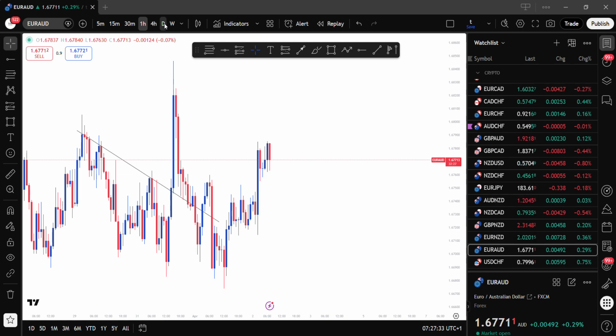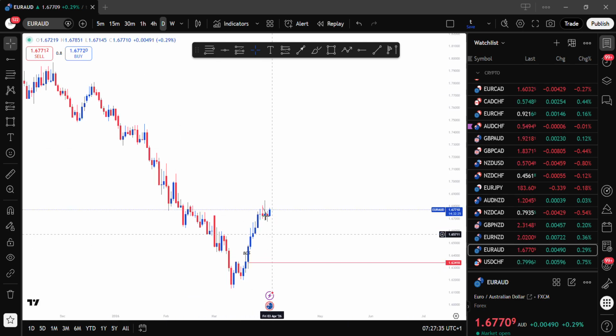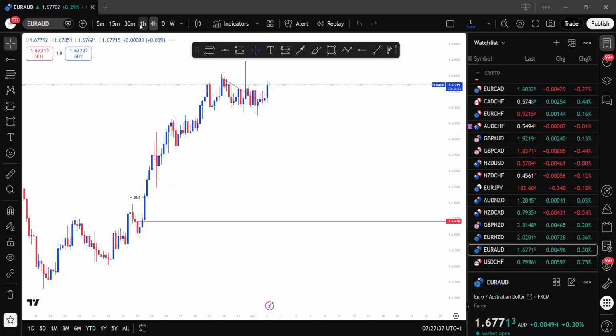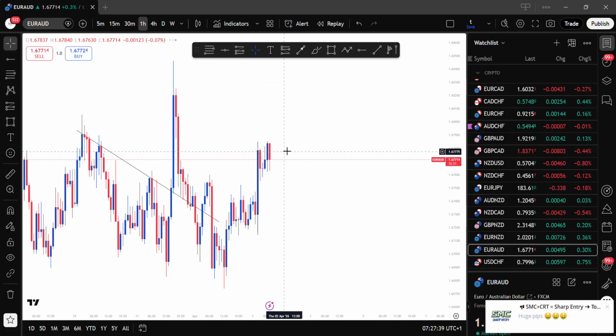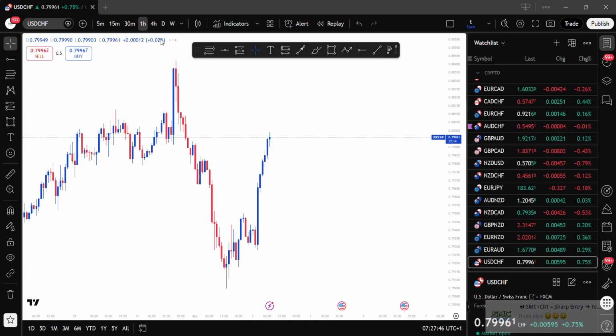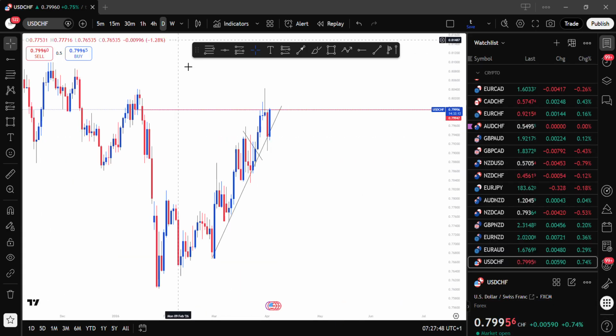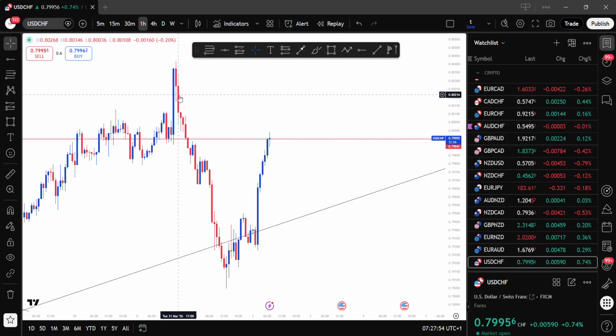Then on Euro AUD, market has been buying the whole time, so let's see on the 4 hours, more buys happening. On 1 hour as well, more buys still happening, but no entry for now. On USD CHF, check the daily time frame. Market sold to this point already, then should make a reversal, change of character on 1 hour, but there was no change of character. So I guess market should keep buying if no change of character happens there.